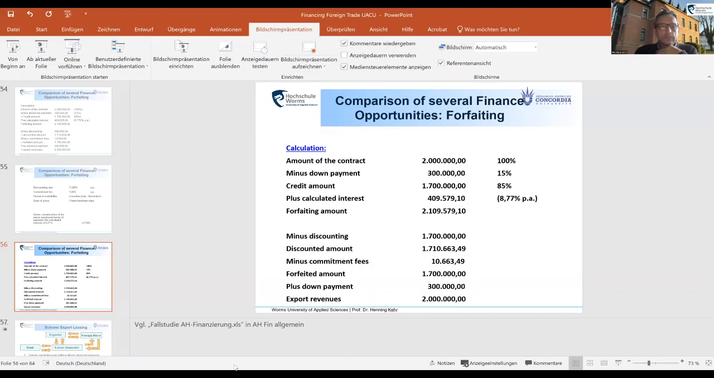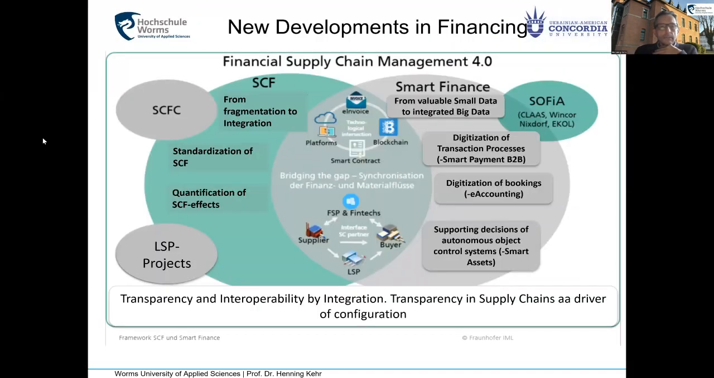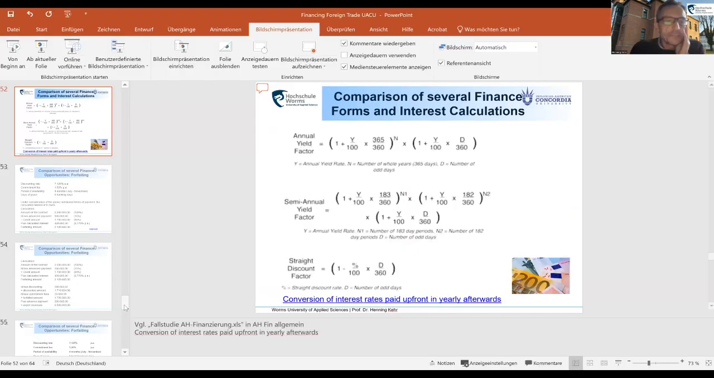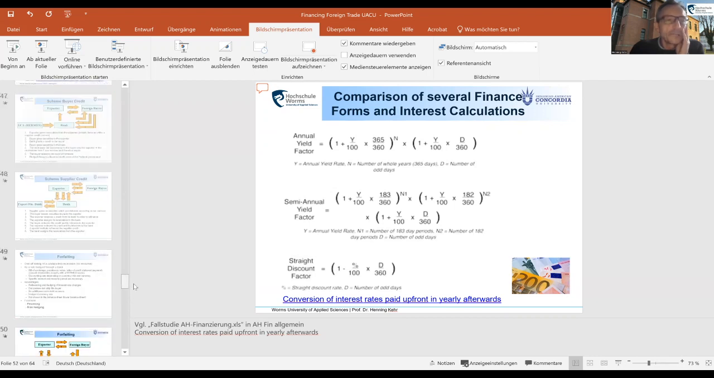Another example. Sorry for I prepared that, but we have to have a look on the next one.